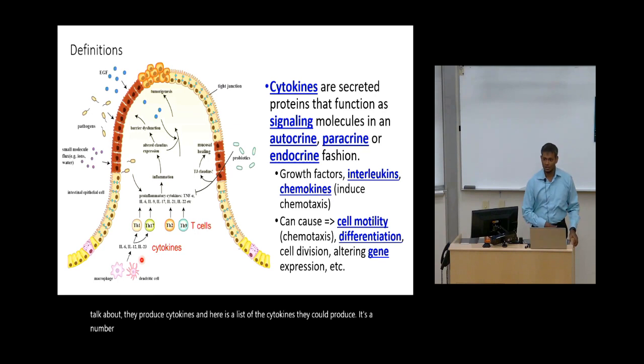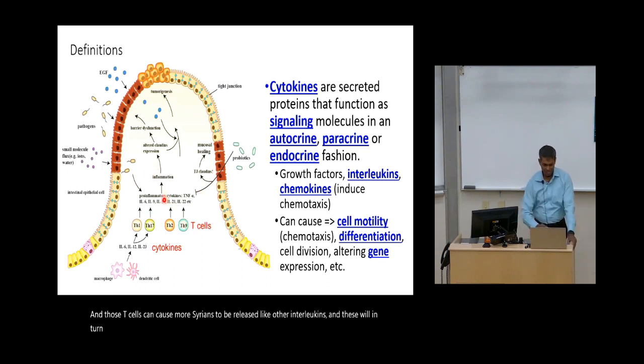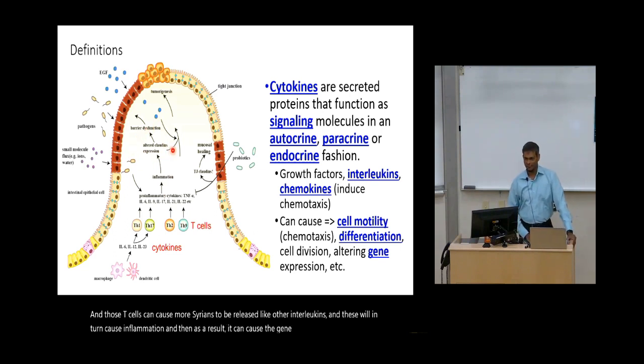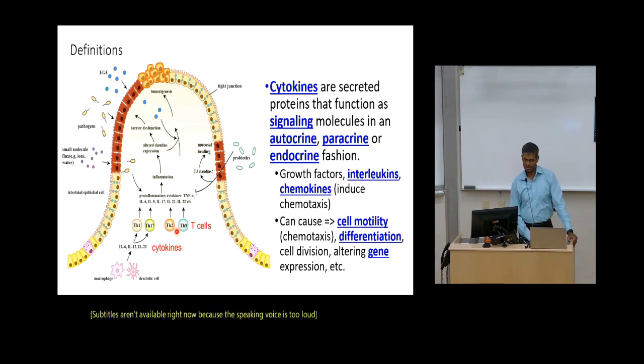It's a number of interleukins, and these cytokines will lead to chemotaxis, where you have various T cells arriving here, and those T cells can cause more cytokines to be released, like other interleukins, and these will in turn cause inflammation, and then as a result it can cause the gene expression to be affected. And in this case we see how claudin expression is affected. Alright, so I highlight this slide to you just to show two things: how cytokines work, and also to tell you how integrated the course material is.